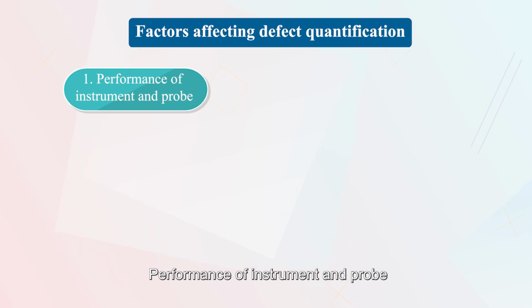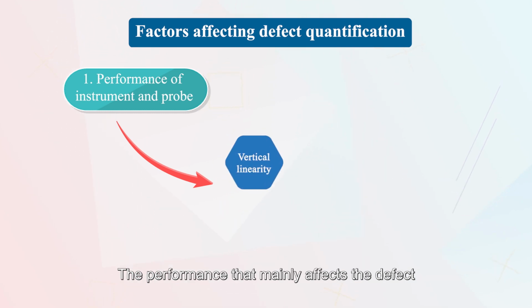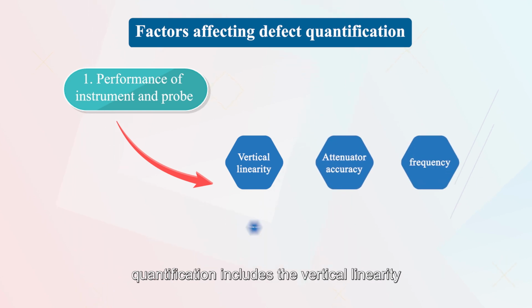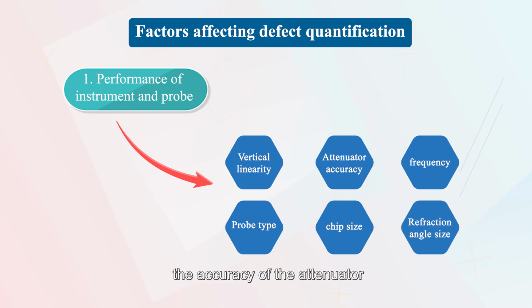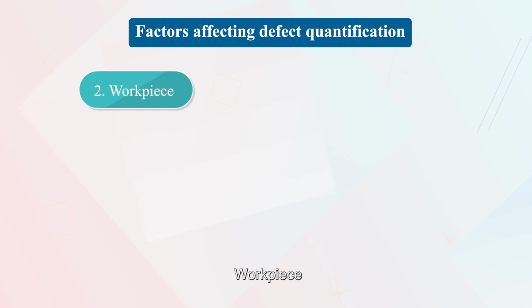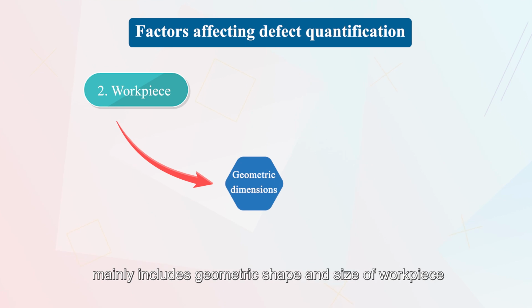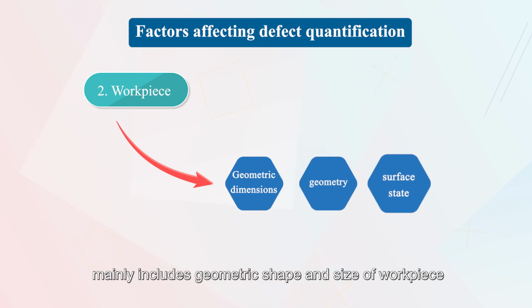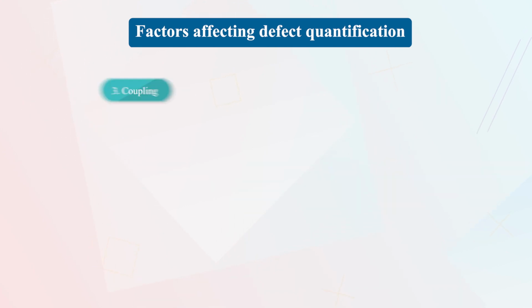Performance of instrument and probe. The performance of the instrument and probe directly affects the echo height of the defect. The performance that mainly affects the defect quantification includes the vertical linearity of the instrument, the accuracy of the attenuator, the frequency, the form of the probe, the size of the chip, the size of the refraction angle, etc. Workpiece. The influence of workpiece on defect quantification mainly includes geometric shape and size of workpiece, the surface state and attenuation of ultrasonic wave. Coupling.